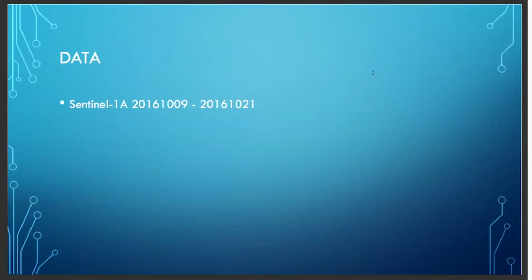For my data, I chose Sentinel-1 data, and it's 12 days apart. I chose these 2 days because we know there were lots of water management operations between these 2 days. Basically, there are lots of gates, so people can open the gate and the water just discharges there, and so there's water level change.